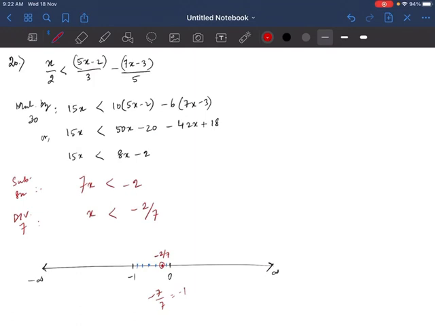So my region will start from here, with an arrow like this, and it will be hollow, it won't be closed, because the equal to sign is not there.